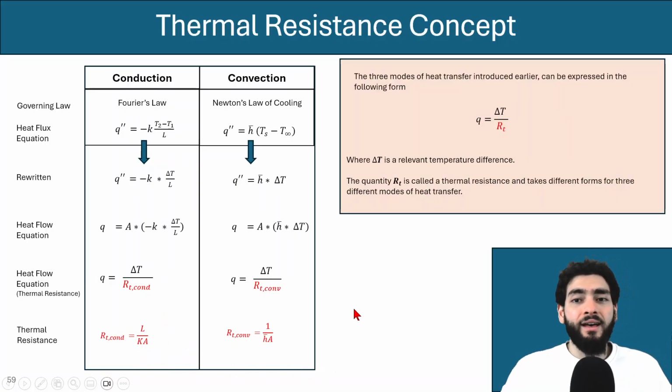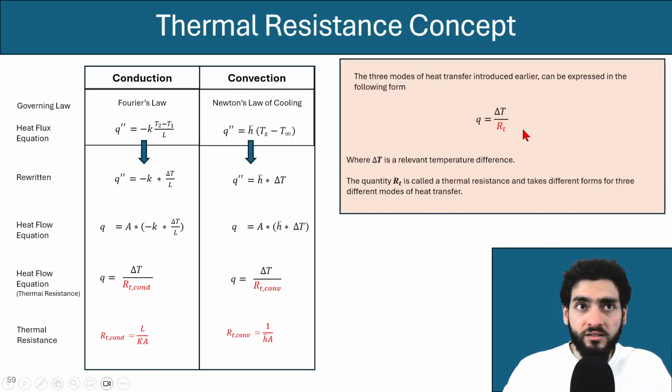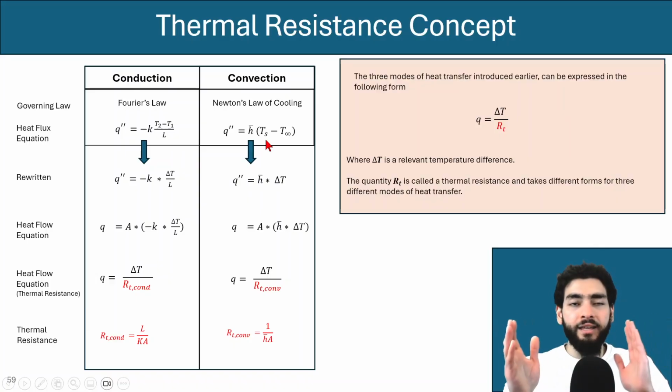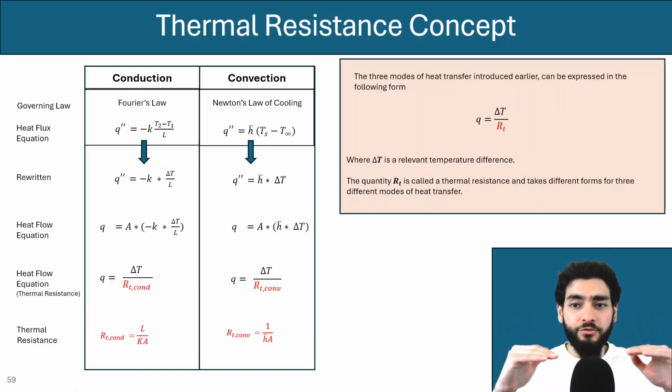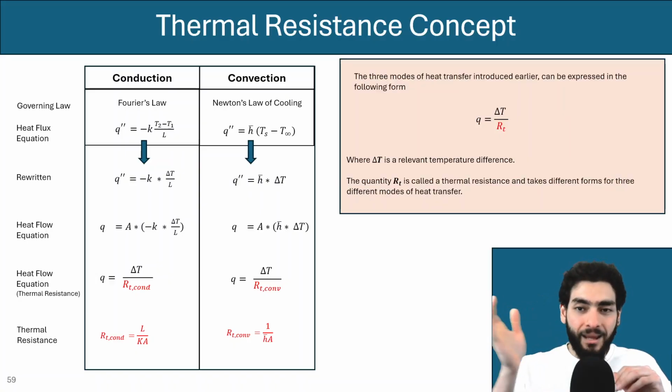Now, let's say you have a convection problem and you still want to use this thermal resistance concept. So you want to express the heat flow using this equation. Let's see what the thermal resistance then looks like. Let's start with the same fundamental equation, and for convection, it's Newton's law of cooling. The heat flux is equal to the average convection coefficient multiplied by the temperature difference of the surface minus the temperature of the bulk of the fluid.